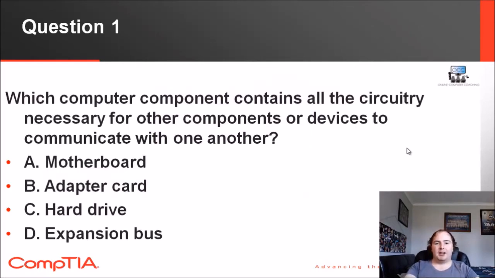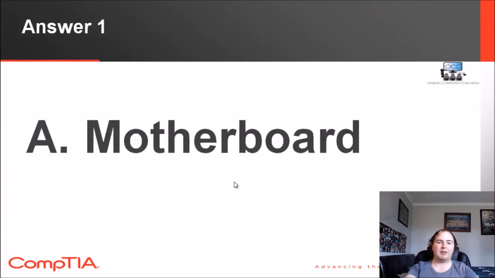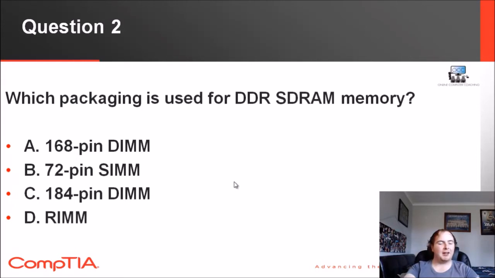Which computer component contains all the circuitry necessary for other components or devices to communicate with one another? We've got the motherboard, adapter card, hard drive, expansion bus. So, contains circuitry necessary for all the components to communicate with one another. It's all a central point. Hard drive is a component, but a part of what this connects to. Adapter card is, again, what it connects to. Expansion bus. That leaves us with motherboard. The motherboard basically connects everything together.